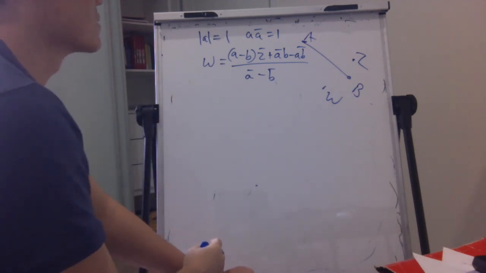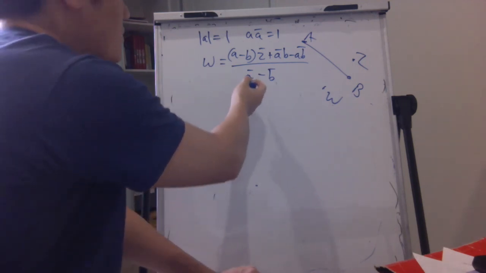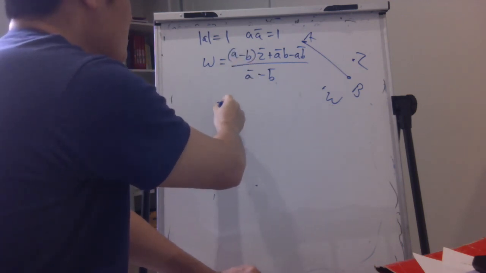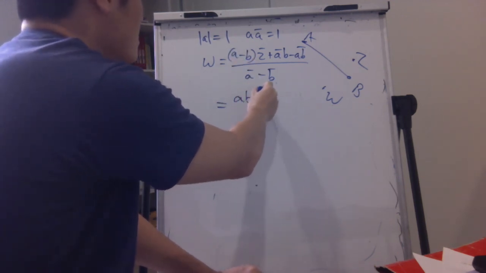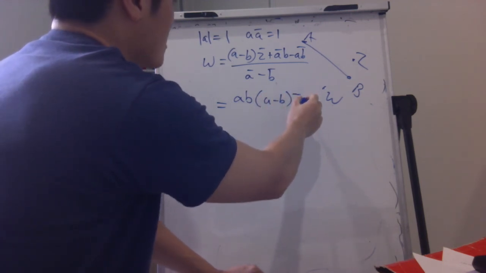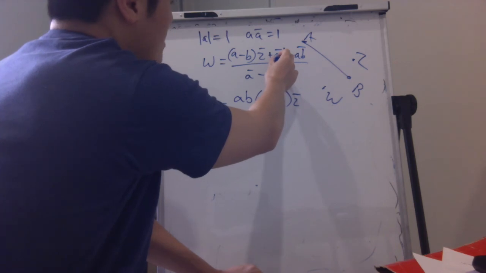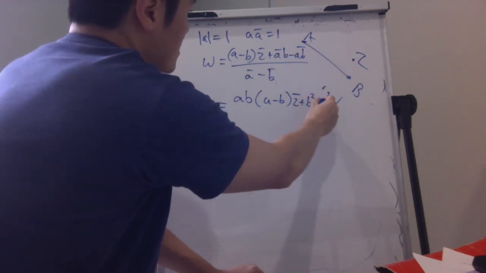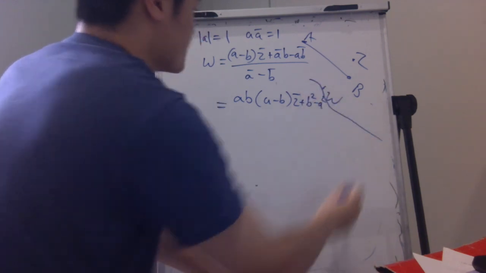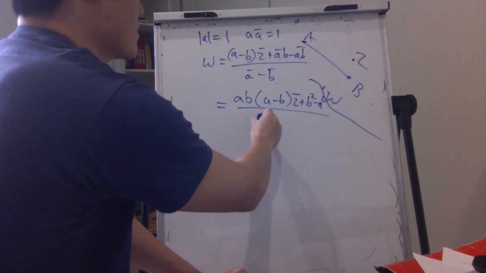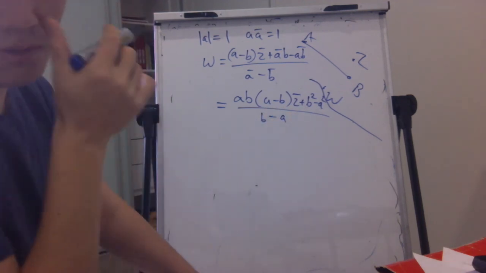So look at how things simplify. For example, I could multiply the top and bottom by AB, right? So I get AB times A bar minus B bar Z bar. And then when I multiply this by AB, the A cancels with A bar, and you just get B squared minus A squared, right? And on the bottom, you get B minus A. So if you multiply top and bottom by AB, you get that.